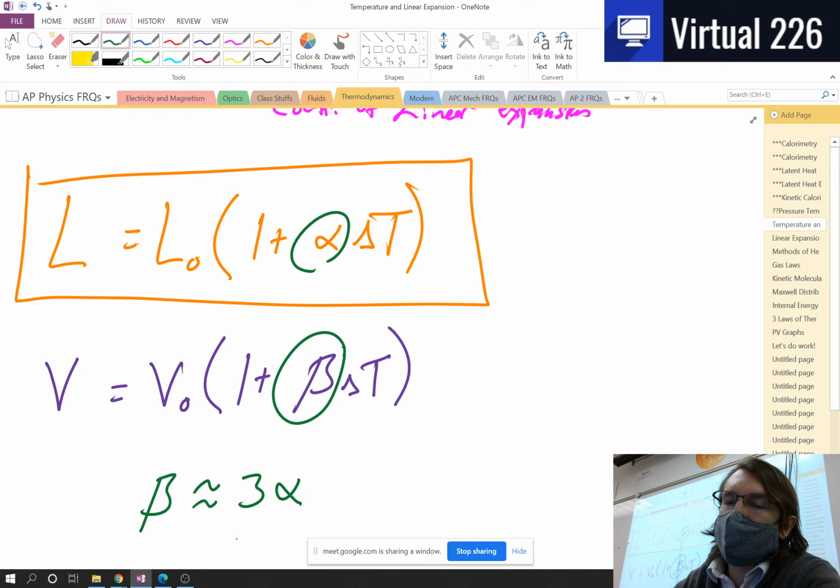In our next video, though, we'll be taking a look at using an example of linear expansions to see how we can push this through a problem.